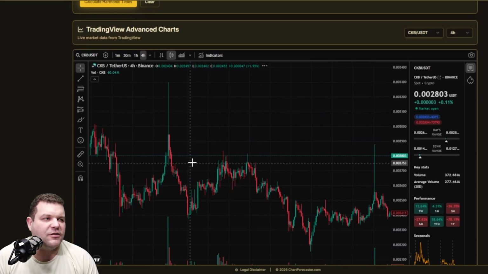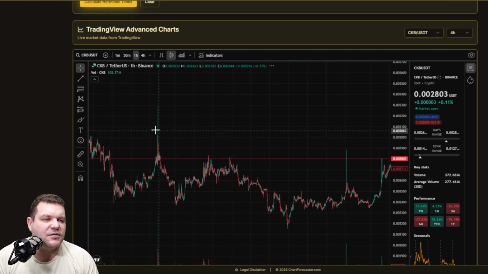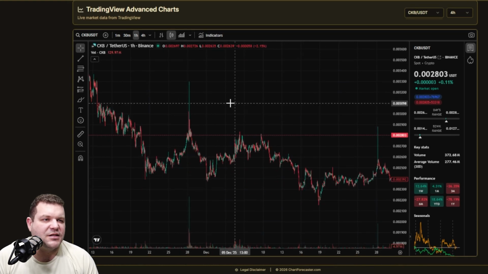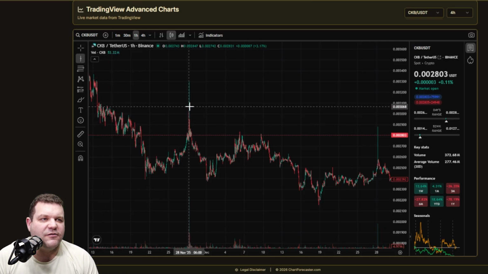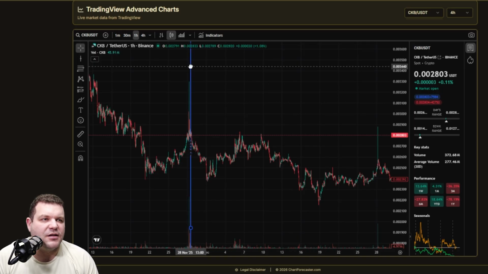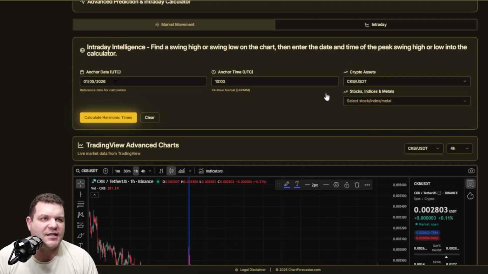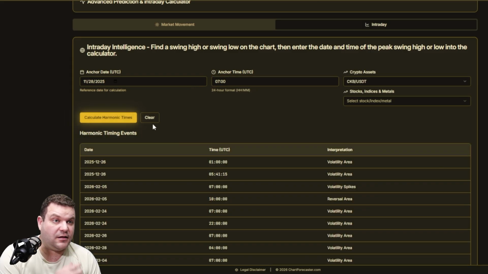Now what we're really looking for is these swing lows, swing highs, but we're also looking for the times. So what I like to do is come over here, get the vertical line, find one of these wicked swing highs or swing lows, and really try to nail down that time as best that I can. So it looks like November 28th, 2025 at 7 a.m. So 11/28/2025 at 0700 hours. And let's see what happens.